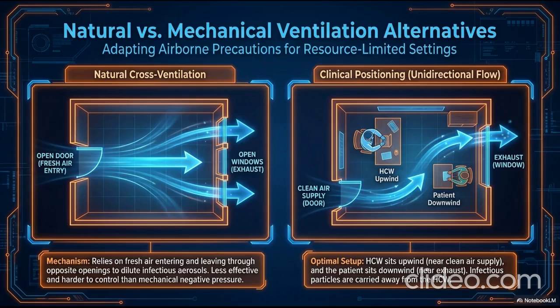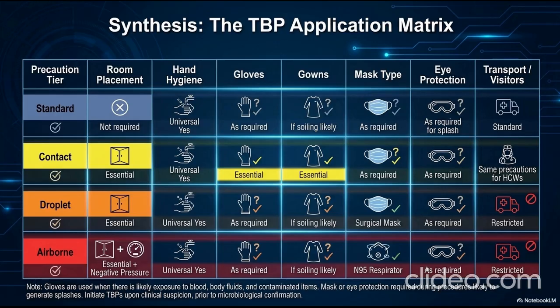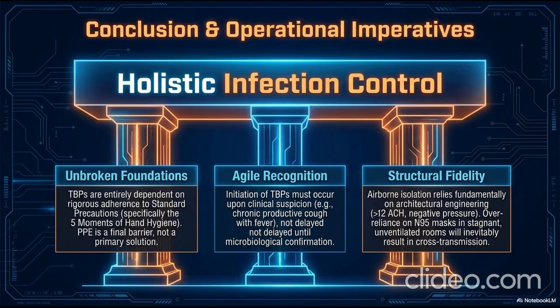Slide 15. Conclusion and operational imperatives. In conclusion, holistic infection control rests on 3 pillars. First, unbroken foundations in standard precautions. Second, agile recognition, initiating isolation at the moment of suspicion. Third, structural fidelity, ensuring our AIIRs and PPE meet the engineering and fit standards discussed today. We are the stewards of this environment. Our adherence dictates the safety of the entire facility.